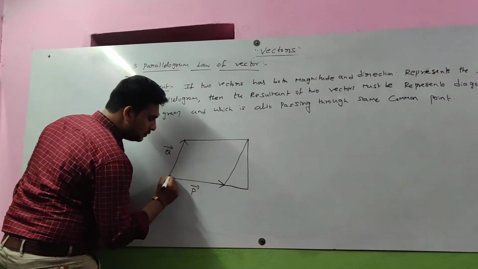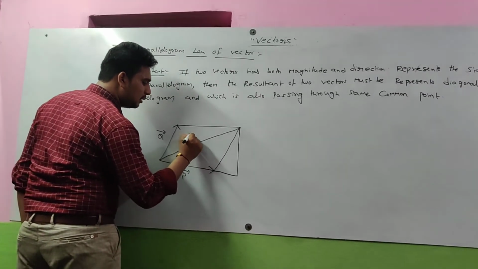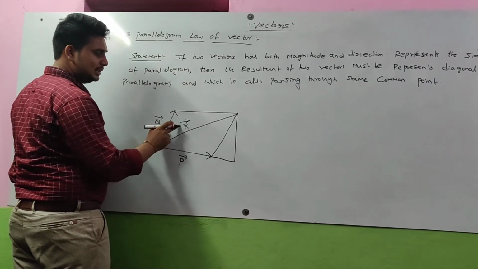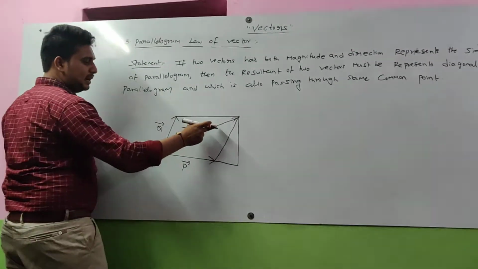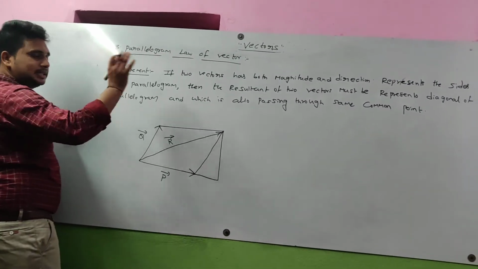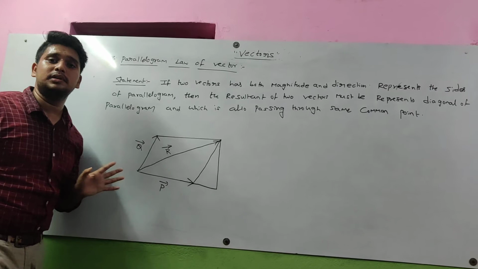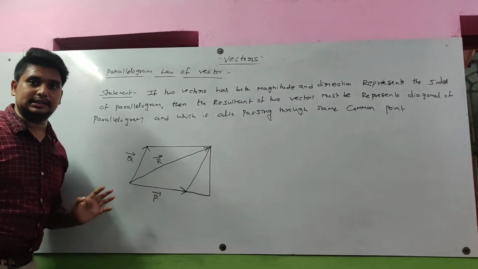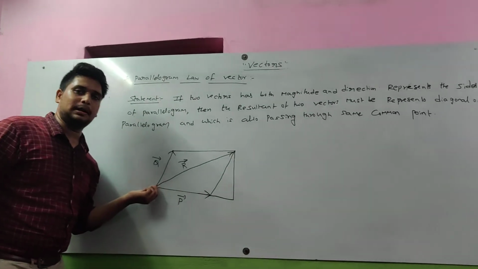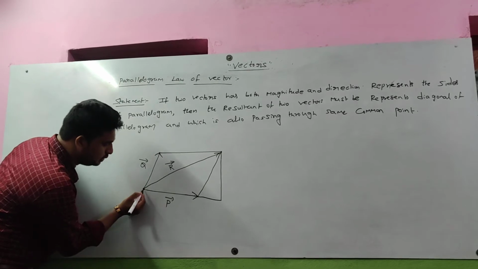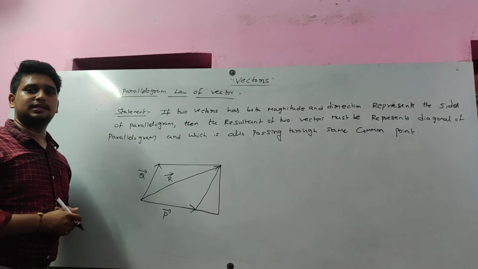Then the resultant of these two vectors is indicated by R bar, which must be the diagonal of this parallelogram. This is the statement of the parallelogram law. If P bar and Q bar are two vectors representing the adjacent sides of a parallelogram, then the resultant of these two vectors represents the diagonal of the parallelogram, which is also passing through the same common point. These two vectors pass through this point, and the resultant also passes through the same common point.